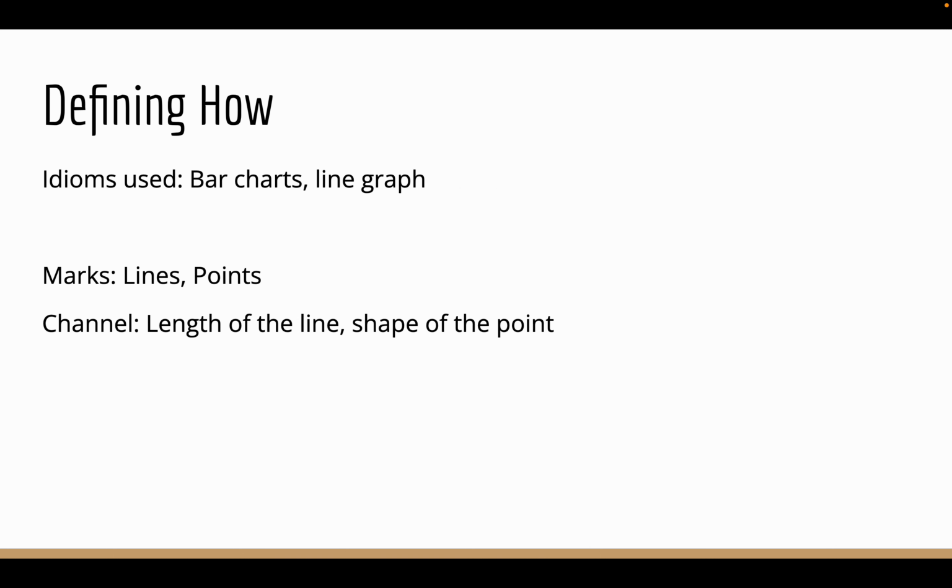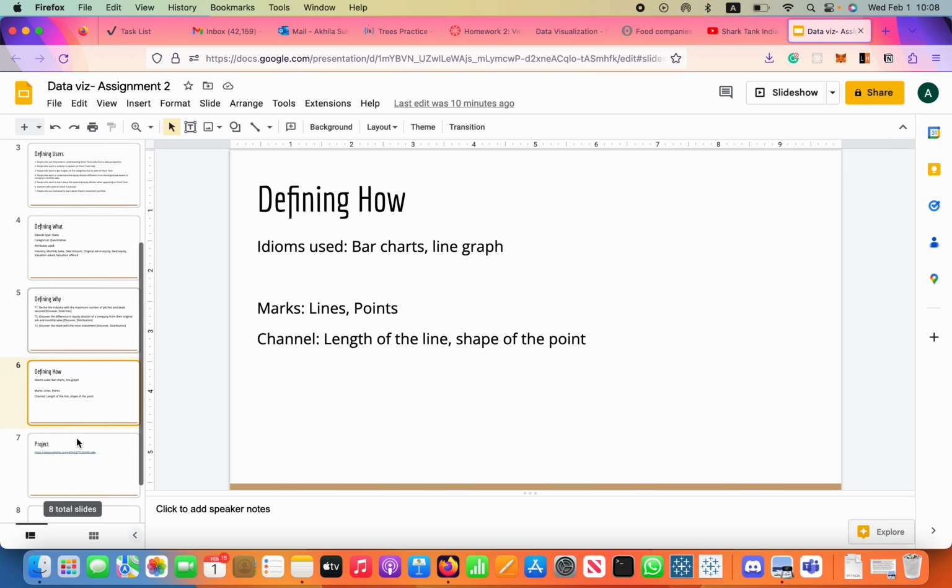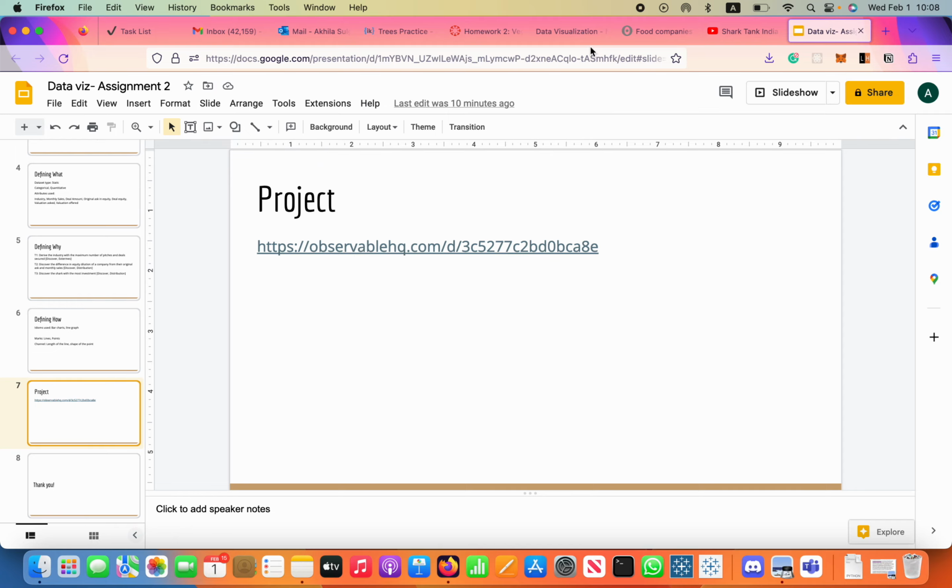Defining the how, which is the method I'm using to express this data, is using bar charts and a line graph. I found these to be more expressive with the amount and the kind of data I had. My marks of expression are lines and points, and I've used channels such as the length of the line and shape of the point to differentiate the data. Now we'll go into the project demo.